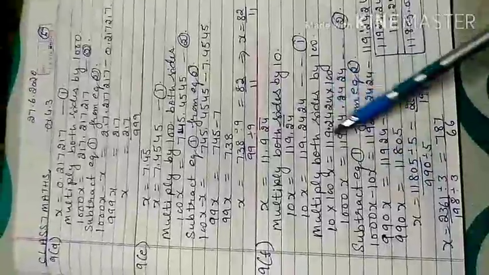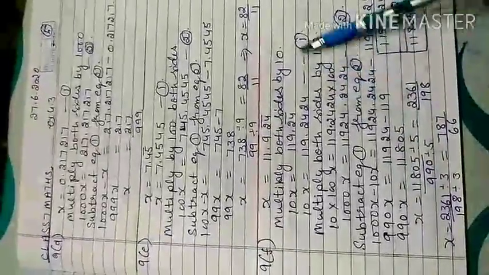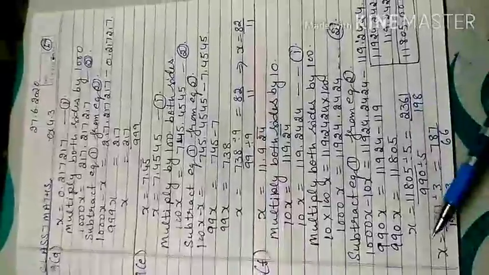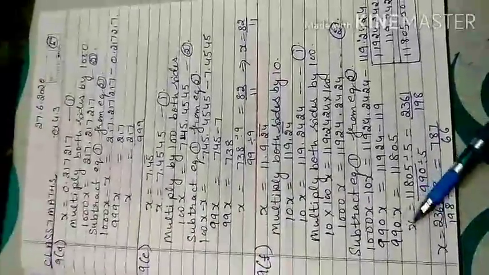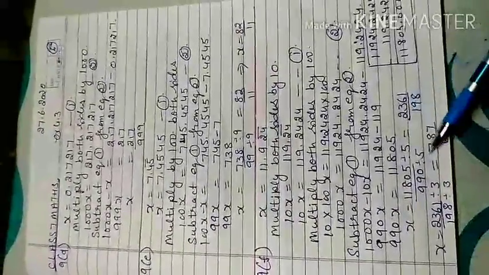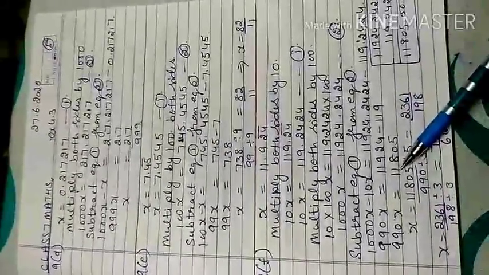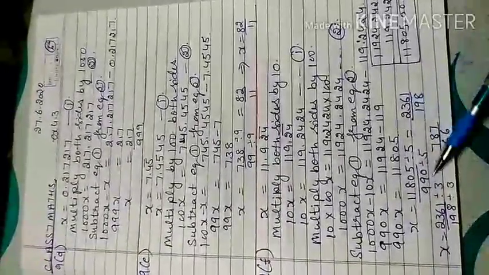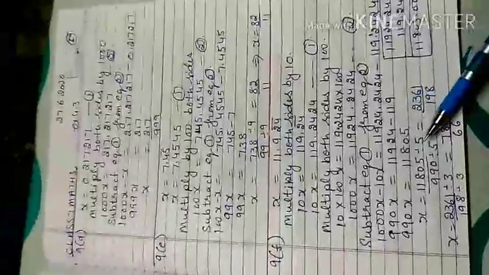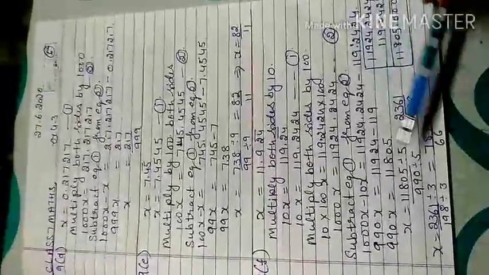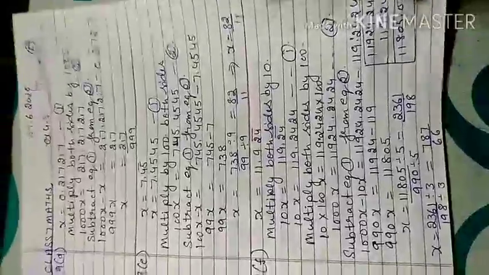Now you have to subtract equation 1 from equation 2, left side with left side, right side with right side. After subtraction, it gives me 990x equals 11,805. When 990 goes to the other side, that is 11,805 divided by 990, and the HCF is 5. After dividing by the HCF, and again by 3, that gives me 787 by 66.